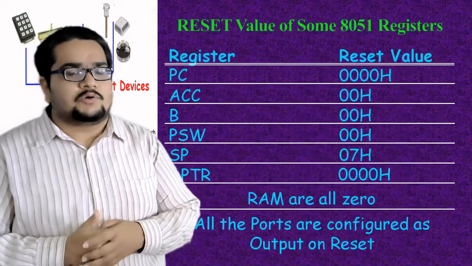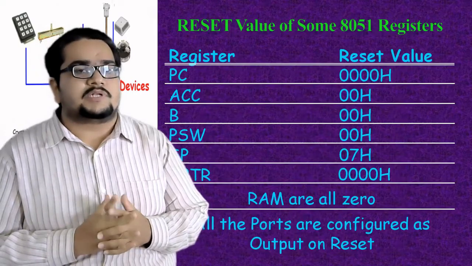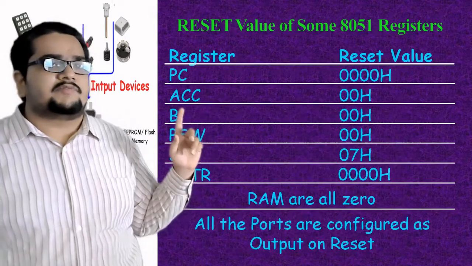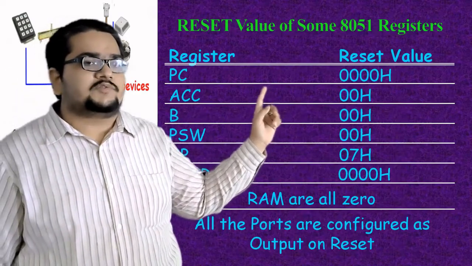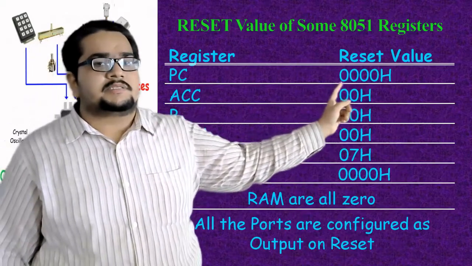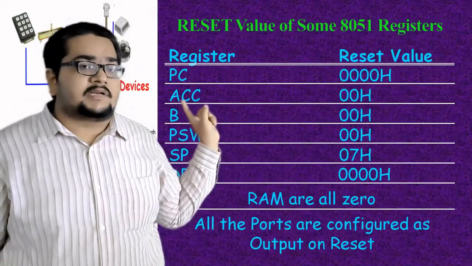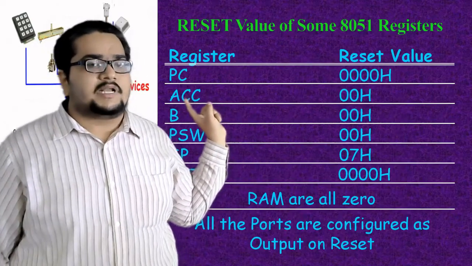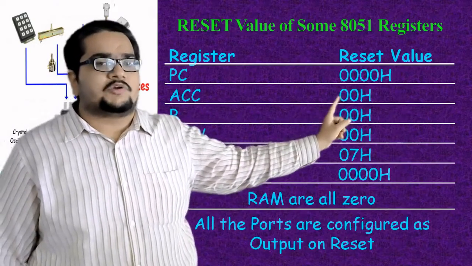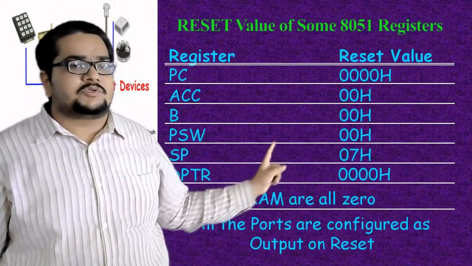So lastly, before we conclude this class, I have told you earlier that we shall talk about what happens on reset to the different registers in the 8051 microcontroller. You can see the status of the different registers. PC is the program counter register. It's a 16-bit register, so its value will be 0000H upon reset. ACC, the accumulator register, register A, is called register A or accumulator. Its value will be 00 because it's an 8-bit register. Similarly, register B is also 8-bit, so that will be 00.